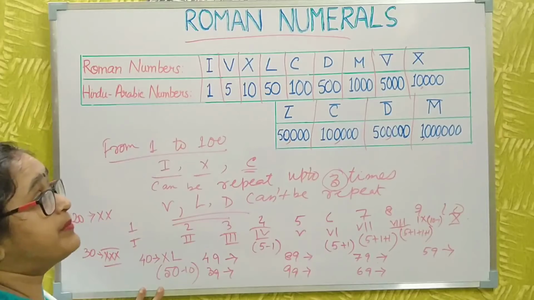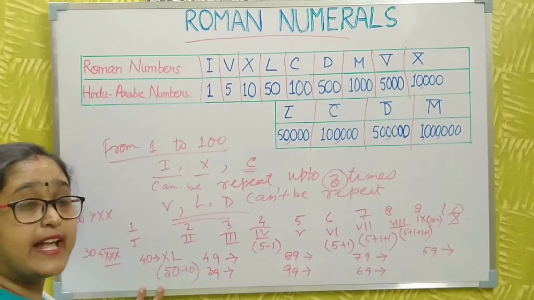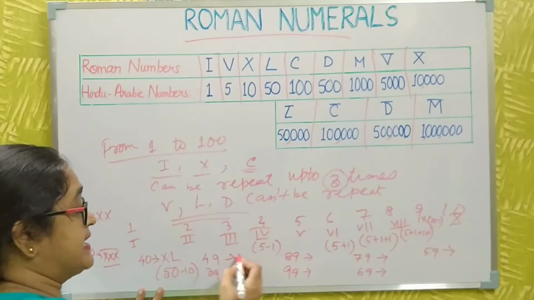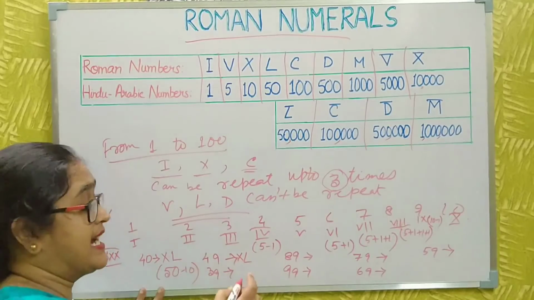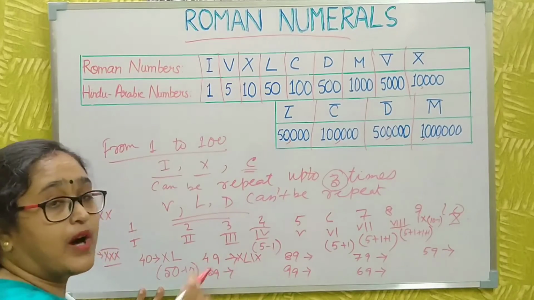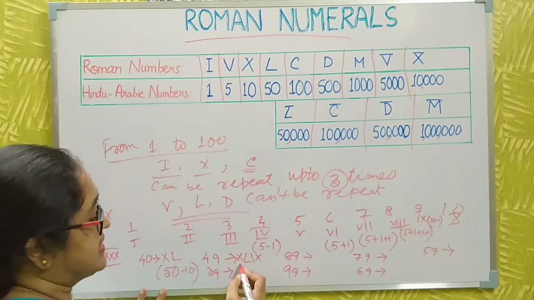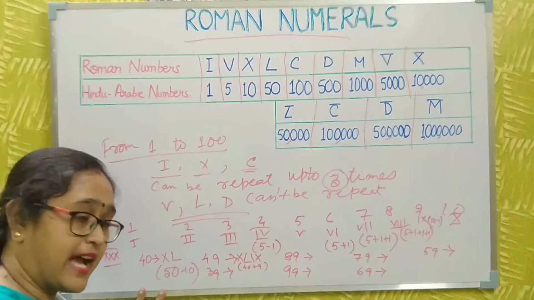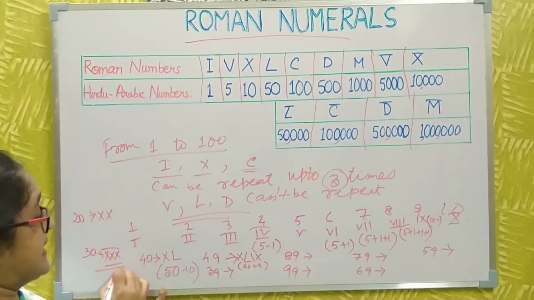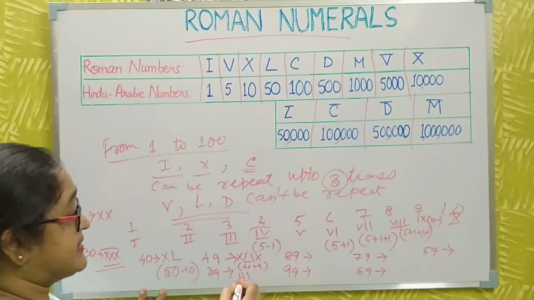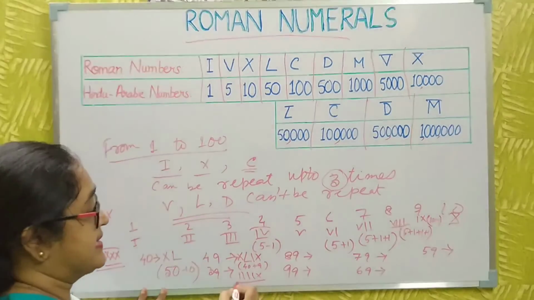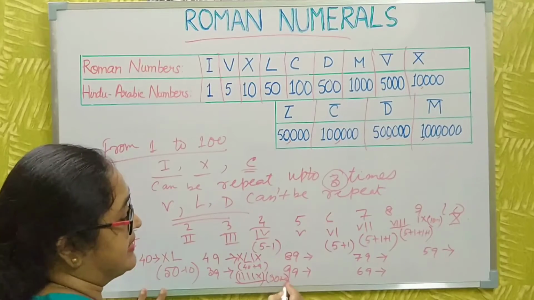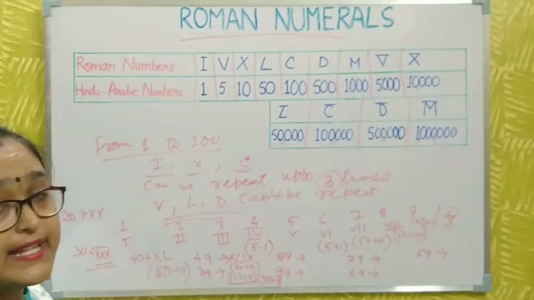And now the 49. So what is 50? 50 is L, I already wrote, and 40 is XL like this. 49 is 40 plus 9. 9 is this one, IX. You just write 40 plus 9. 40 is like this and you add 9: XLIX. Now 39. 30 is triple X and 9 is IX. This is 39, that means 30 plus 9. Understood? Just do like this.